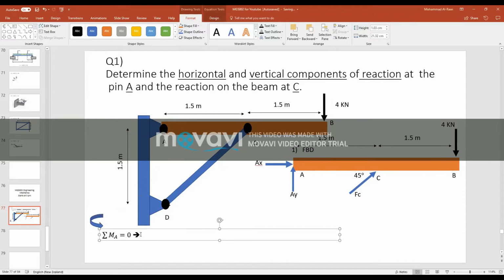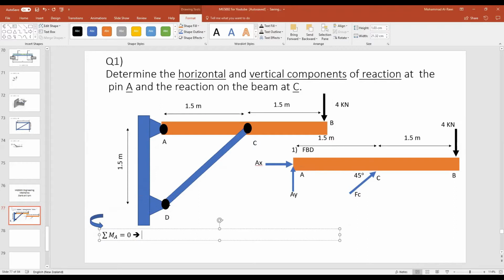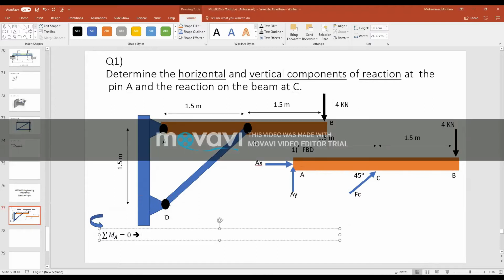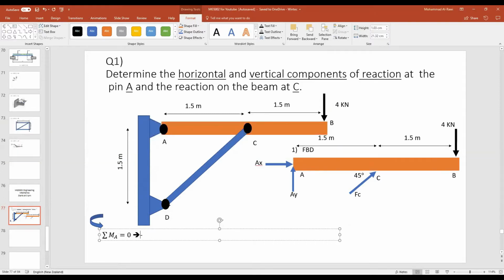All right, let's start with the first one. Is it clockwise, I assume? No, it's counterclockwise, it's positive. So technically, 4 kilonewtons is going in which direction? It's going clockwise. Therefore, here it will be minus 4 because it's going negative.